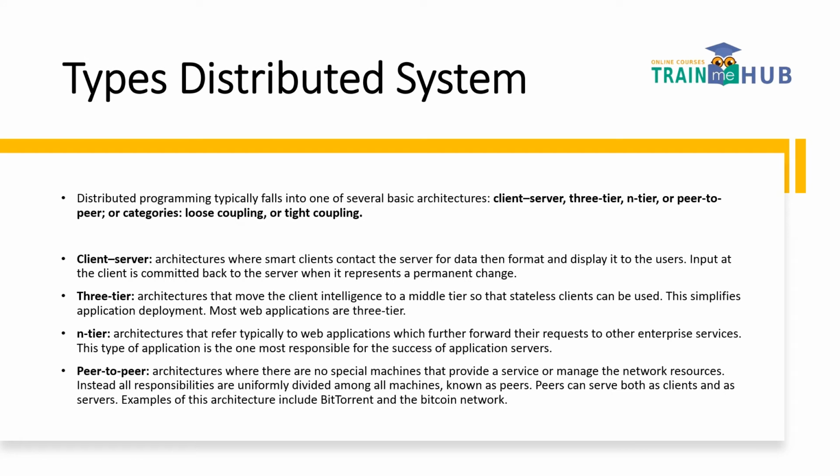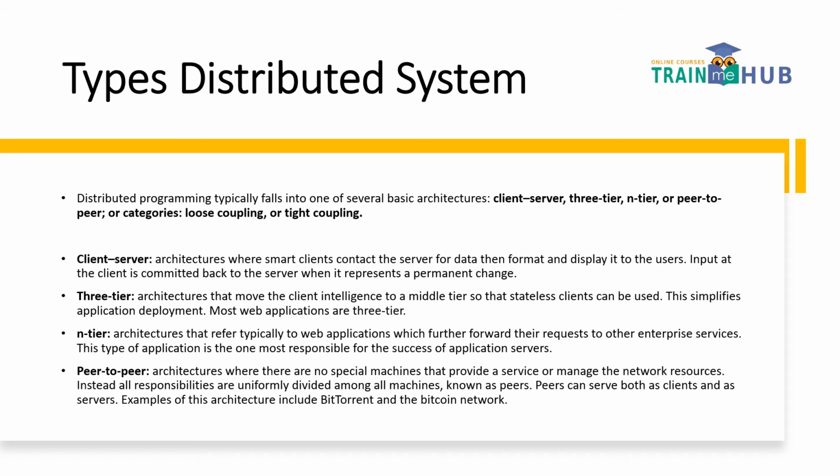Types of distributed system. Distributed programming typically falls into one of several basic architectures: client-server, three-tier, n-tier, or peer-to-peer, or categories, loose coupling or tight coupling. Let's talk about the first one, that is client-server. Architecture where smart clients contact the server for data, then format and display it to the user. Input at the client is committed back to the server when it represents a permanent change.